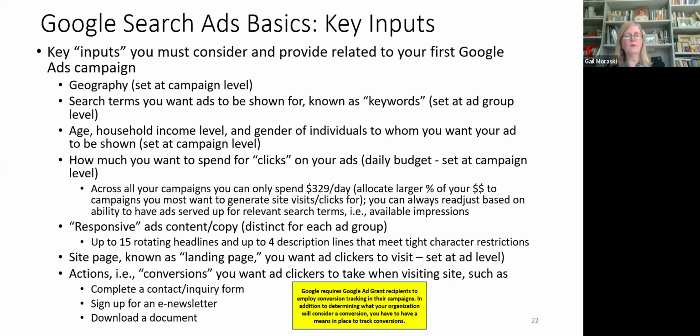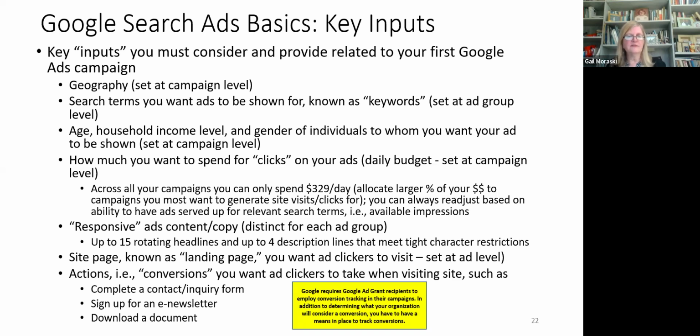Again, you probably will hardly ever come anywhere close to using that. But if you're running several campaigns, when you set up a campaign, you do have to put the daily budget in. So if you're running several, you need to figure out how you want to allocate that $329 a day. And so you need to think about which of your campaigns you want served up most, and you would provide that with a bigger percentage of your budget.